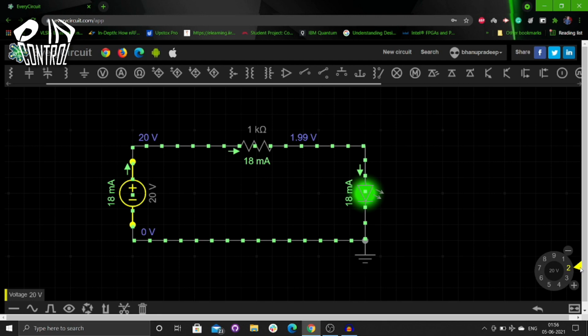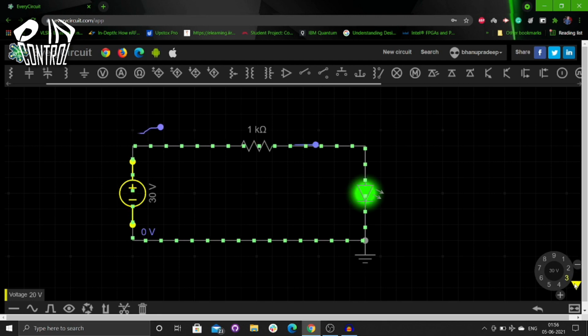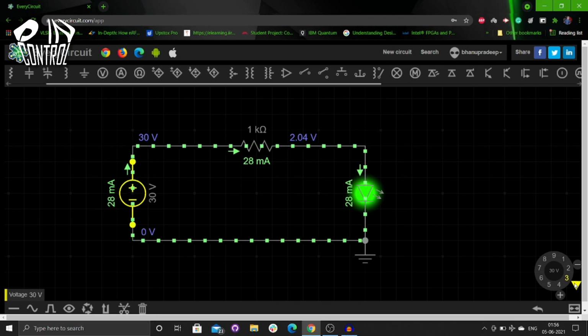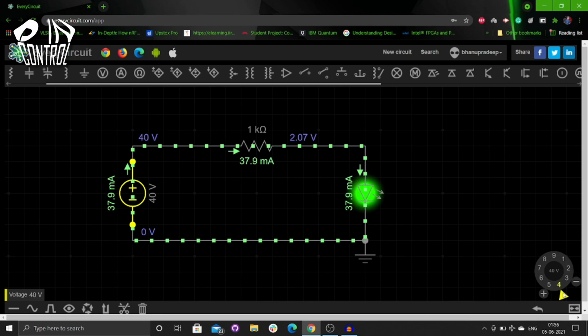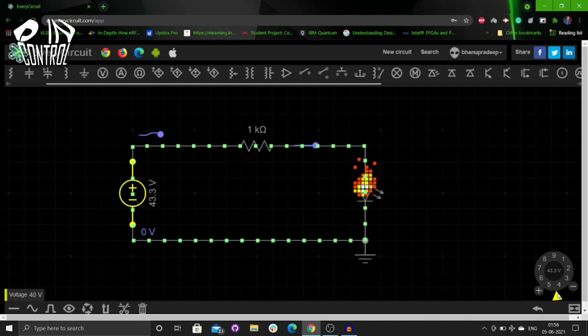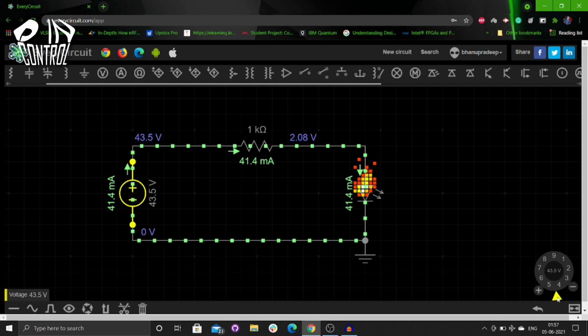So let us see what happens if we are applying 30 volts. By applying 30 volts also, it is nearer to the 2 volts. That's why it is glowing. 40 volts. So greater than 40 volts, it is above the 2 volts. That's why this LED is getting busted.